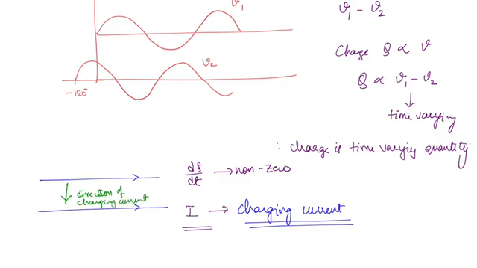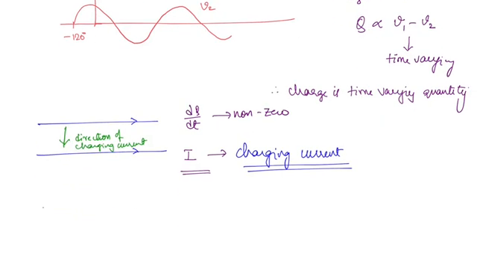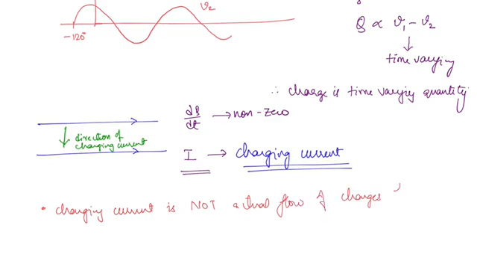Now one thing that you need to understand here is there is no actual flow of charge, but the variation in charge at each of these regions, that we call charging current. So you can write down this point here. Charging current is not actual flow of charges, but rather a variation of charge.